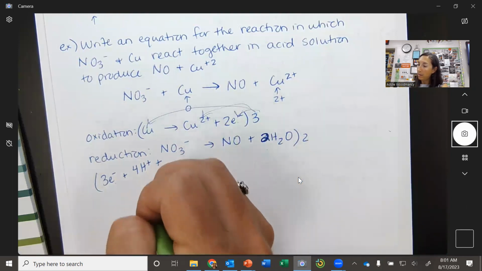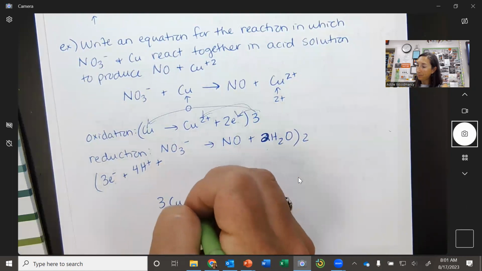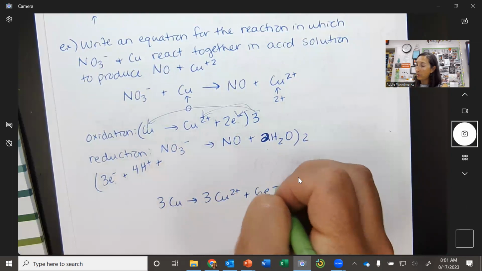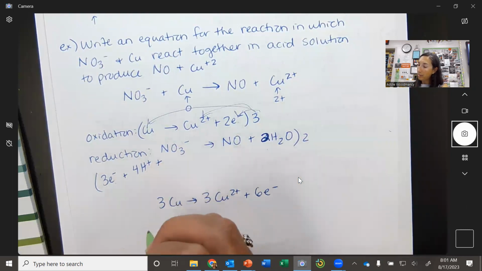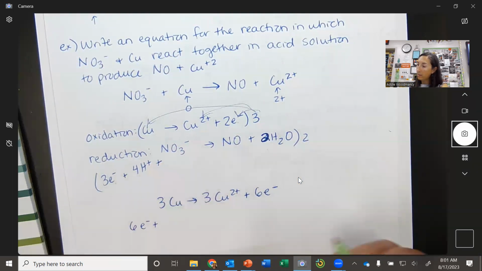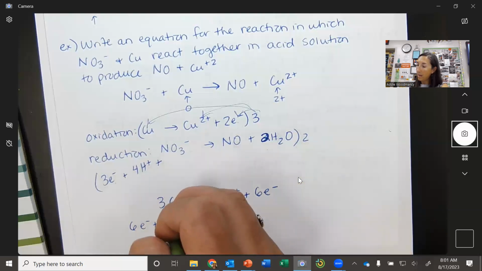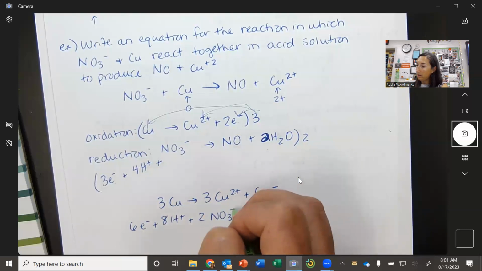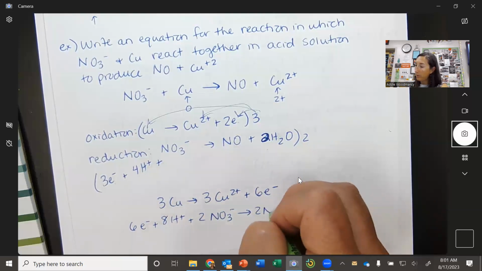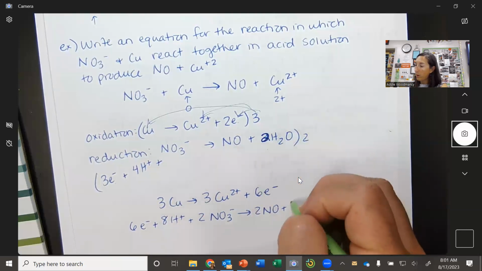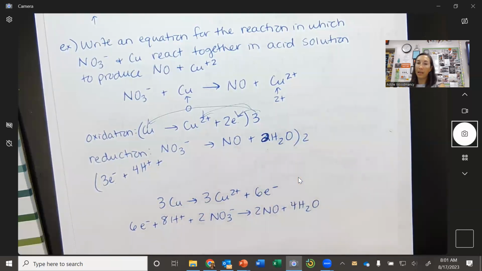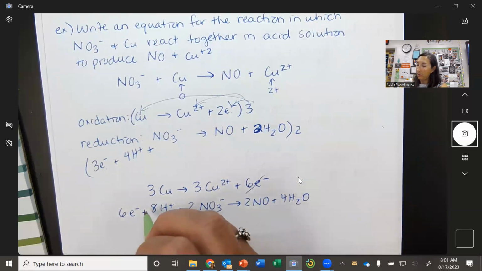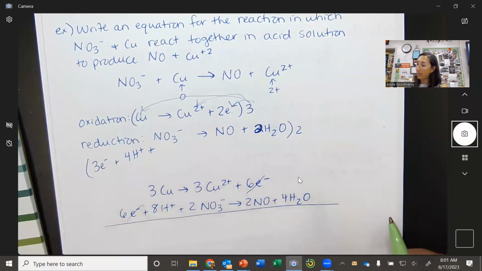So that would be 3 coppers, 3 Cu2+, and 6 electrons. Down at the bottom, that's 6 electrons. 2 times 4 is 8 hydrogen ions, 2 NO3s, 2 NOs, 4 waters. Okay, so now we cancel anything. So those cancel and then we add it all together.